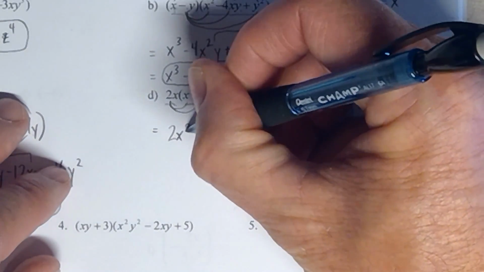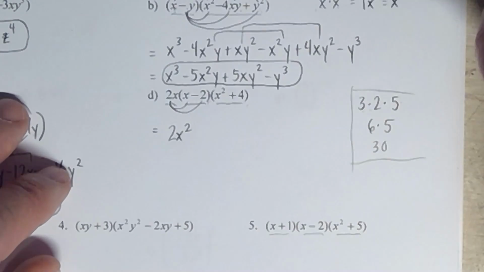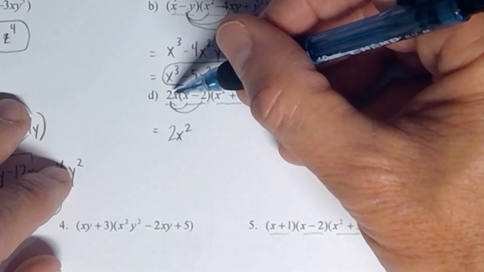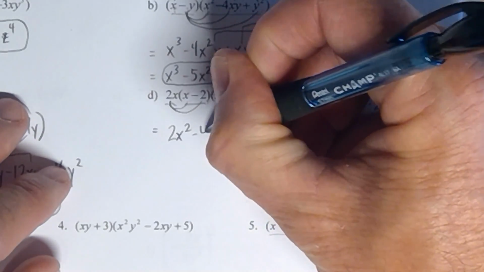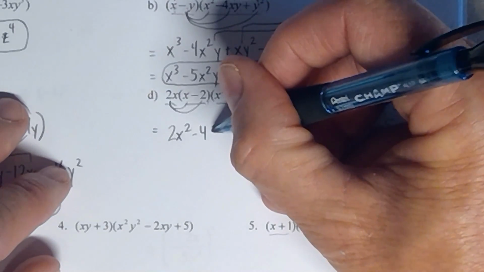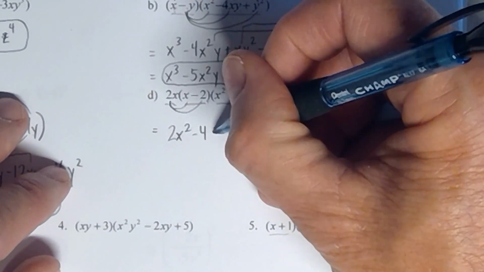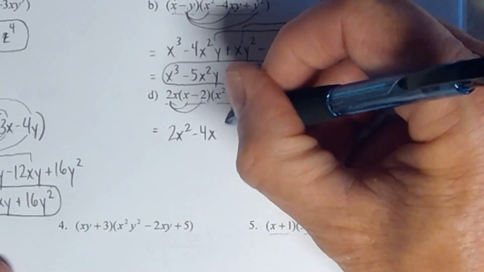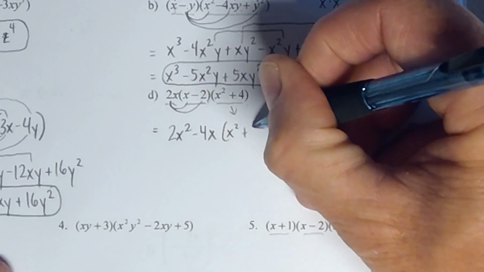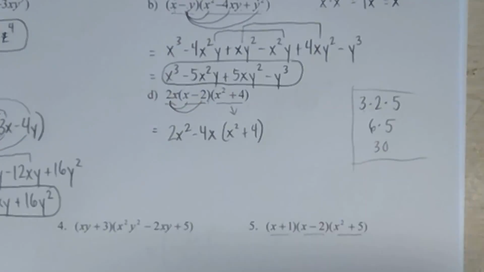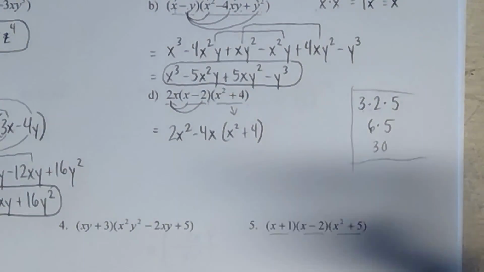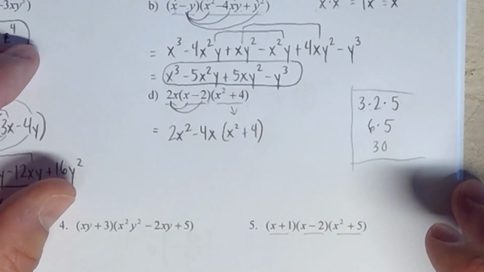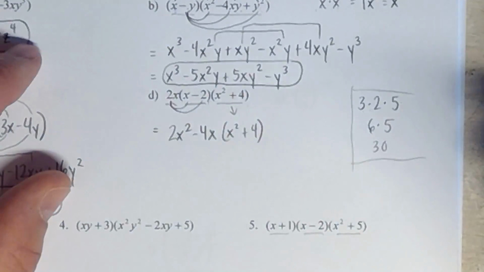2x times x gives you 2x to the second. 2 times 1 is 2. 2 times negative 2 is negative 4. And then the x from the 2x times negative 2 just comes down here. We still have to multiply by the x squared plus 4. Bring that down. Now, there's something very important I need to add to this. You're not going to be reminded to do this, such as on a test question. You need to remember this yourself, okay?